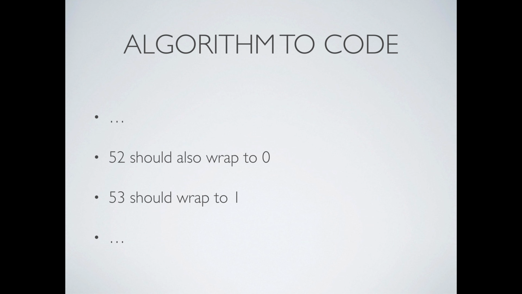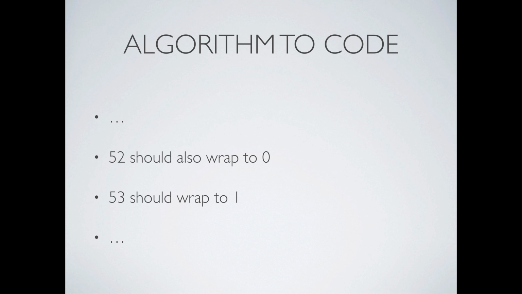53 would also wrap around the alphabet twice and then move over 1, so that would wrap to 1. 54 would wrap to 2, and so on. So unfortunately, we can't just subtract 26 because it's very possible that when we add the key, the key is big enough to give us a really big number.